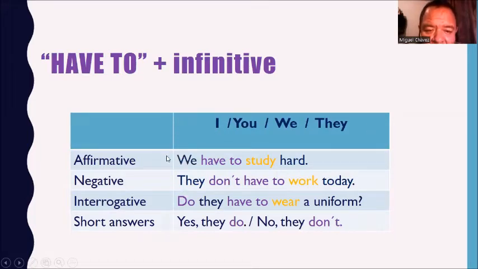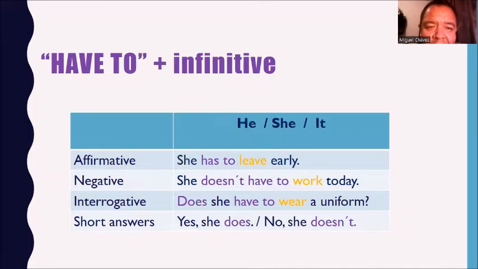Let's review the basic structures. Affirmative: we have to study hard. Negative: they don't have to work today. Interrogative: do they have to wear a uniform? Yes, they do. No, they don't. We use the auxiliary verb do here because we are speaking in the present. And remember that the verb have changes form for he, she, and it. With these persons, we are going to use has, doesn't have, or does.